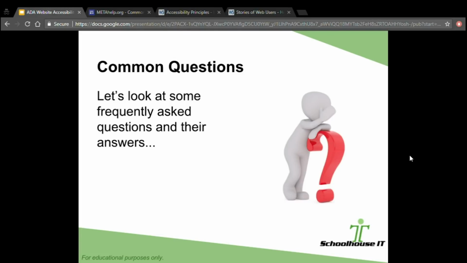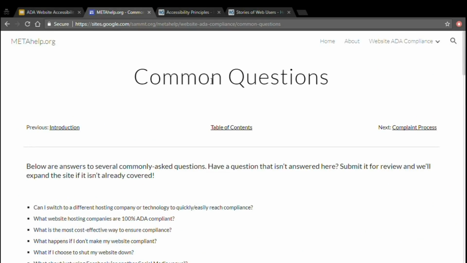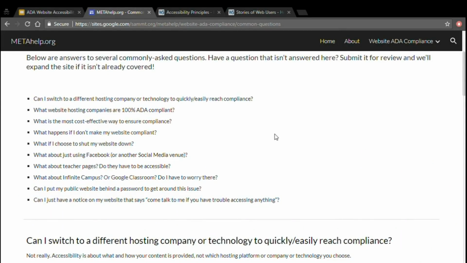Let's take a look at some common questions that the metahelp.org website addresses. Can I switch to a different hosting provider to quickly and easily reach compliance? What website hosting companies are 100% ADA compliant? What's the most cost-effective way to ensure compliance? What happens if I don't make my website compliant? What if I choose to just shut my website down? What about just using Facebook or another social media venue? What about teacher pages? Do they have to be accessible? What about Infinite Campus or Google Classroom? Do I have to worry there?